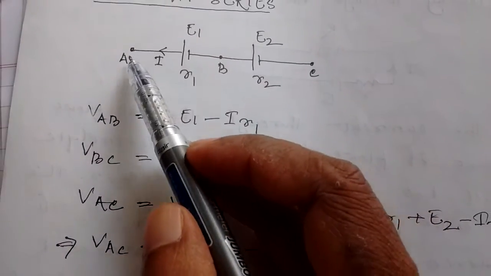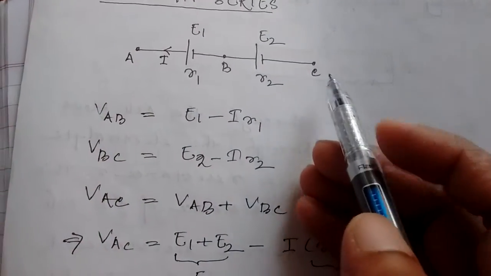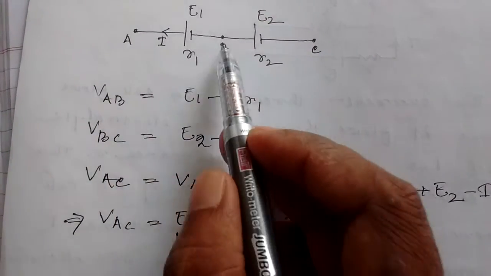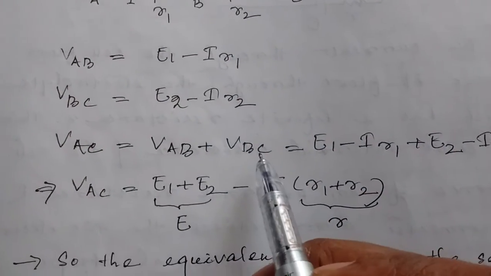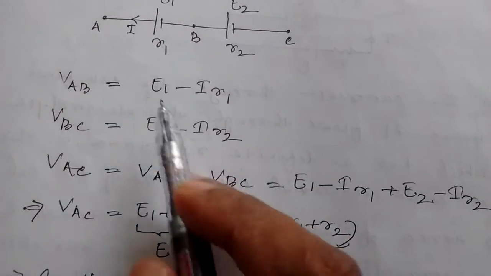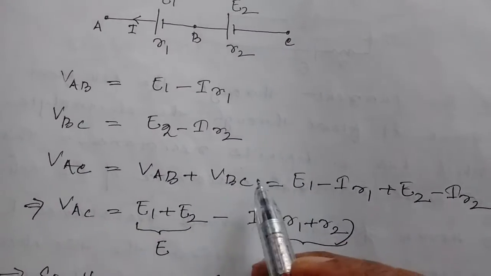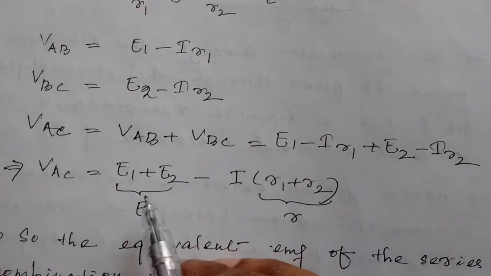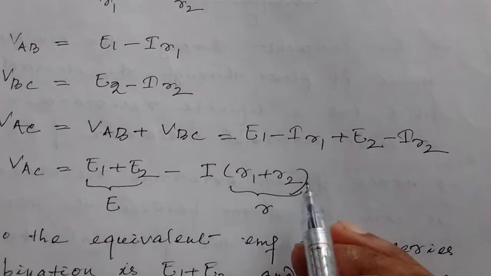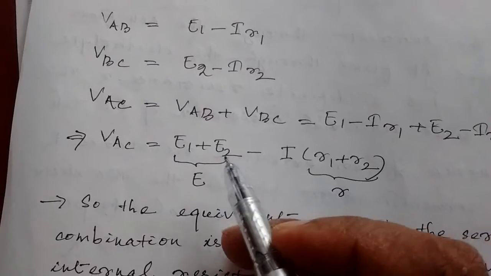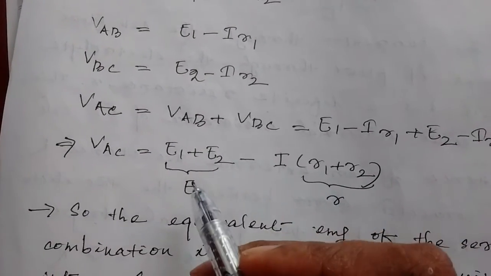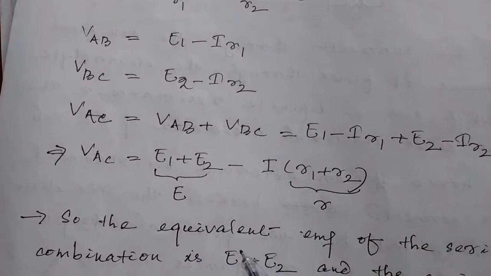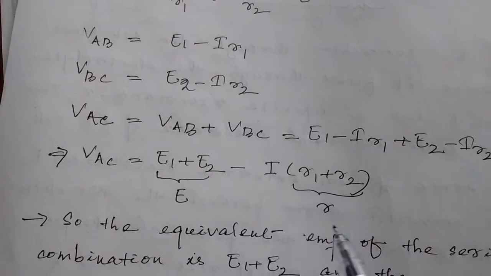Now the total potential difference between A and C is nothing but VAB plus VBC. So VAC is equal to VAB plus VBC. Substituting the expressions, and rearranging, it becomes E1 plus E2 minus I whole into R1 plus R2. Now if you compare it with the standard form of the cell equation, it can be considered as E minus I R.